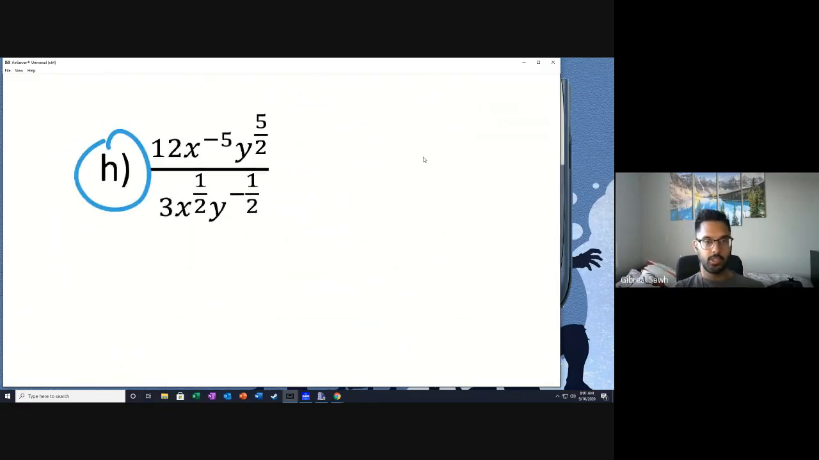Last one, letter H. And again, just remember, I will give you that fold-out solution key in the description box. So if we take a look, I'll approach this the same way. Coefficients together, x's together, y's together. Coefficients together first. 12 divided by 3 will get us a 4.